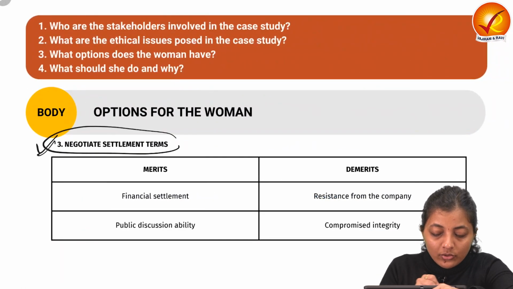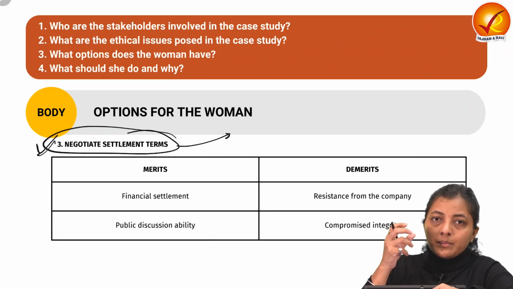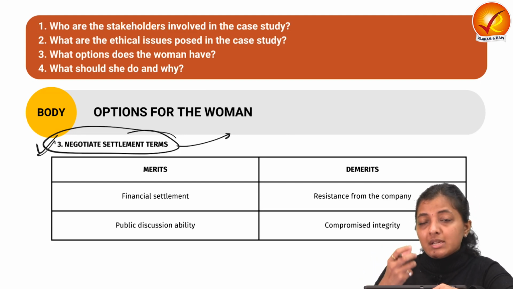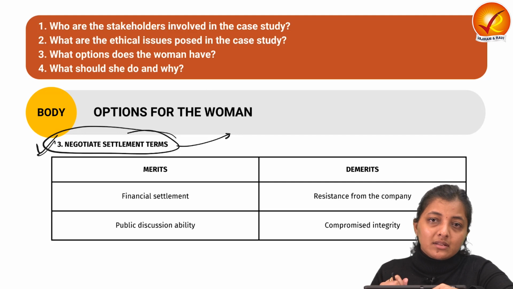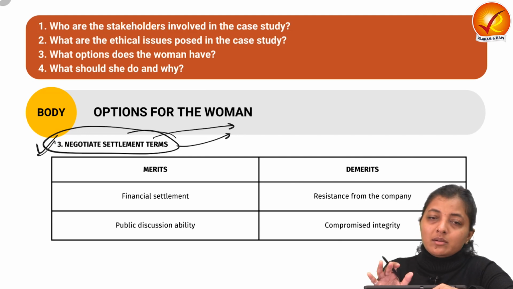Next is negotiating the settlement terms. Negotiate the settlement terms so that some money is paid for the harm that has happened, but she asks that she can discuss the matter in public and can report to the authorities later in her life. Maybe some negotiating of the settlement terms.